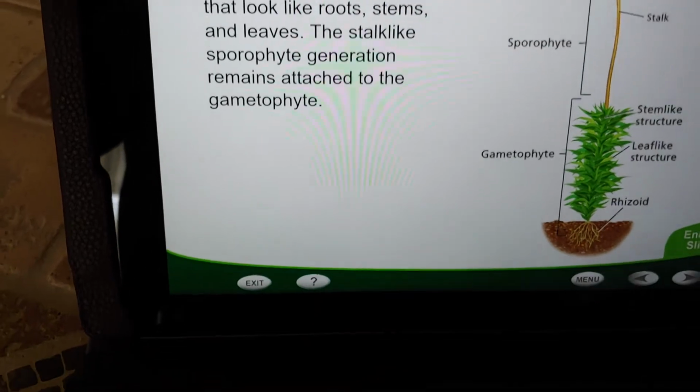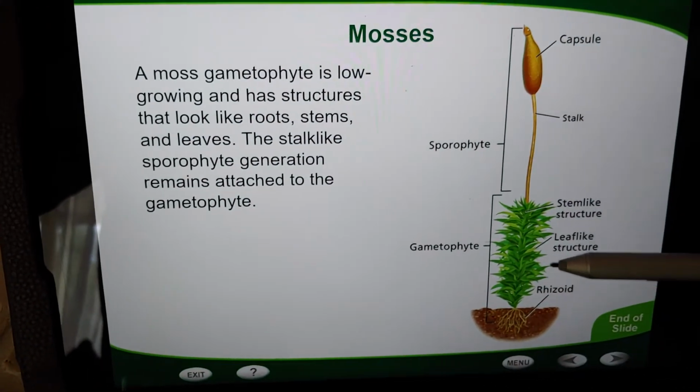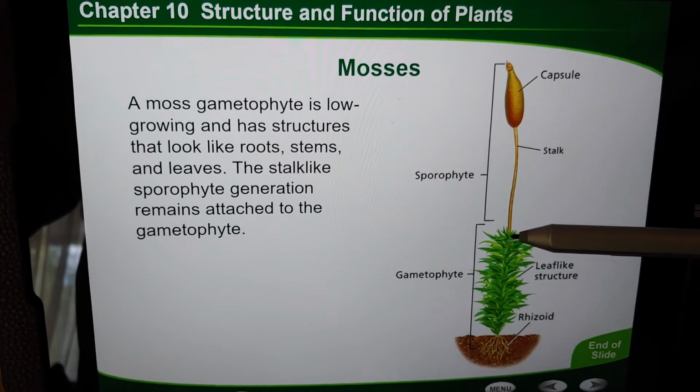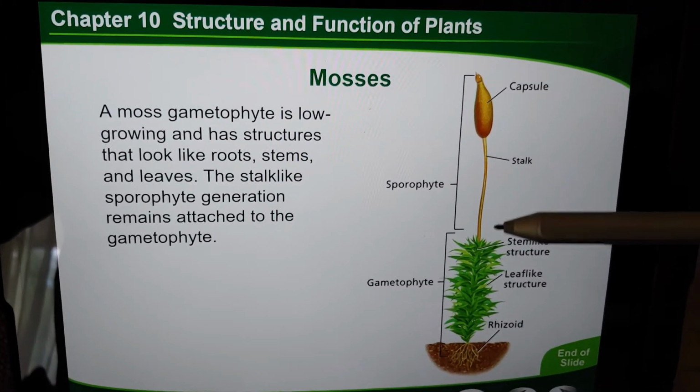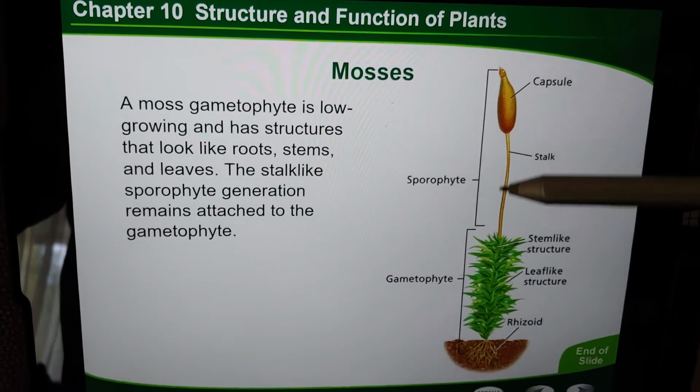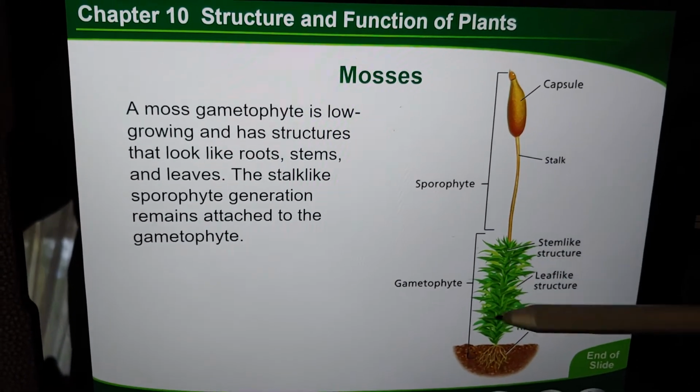So right here, let me click on it. This is the gametophyte. Now, this is one stage of the plant. Now, the sporophyte stage actually grows like a stalk. So you don't necessarily have to have the gametophyte and then the sporophyte. You can have both at the same time. But obviously, the gametophyte comes first.